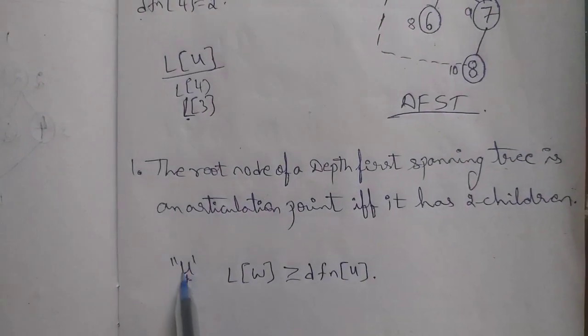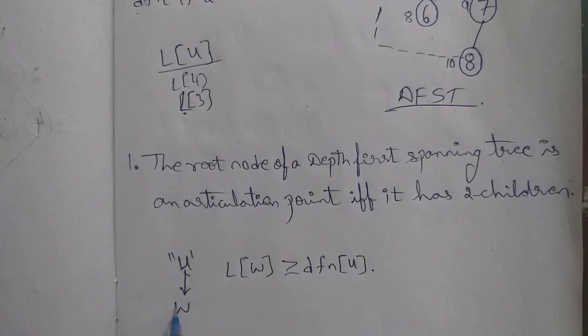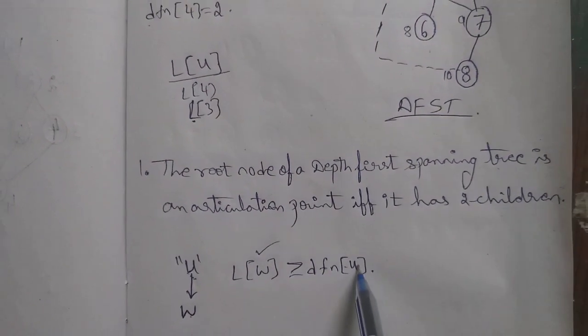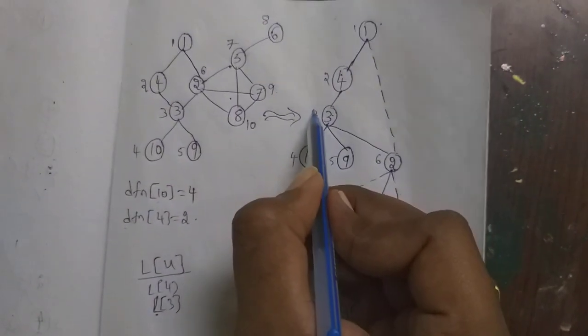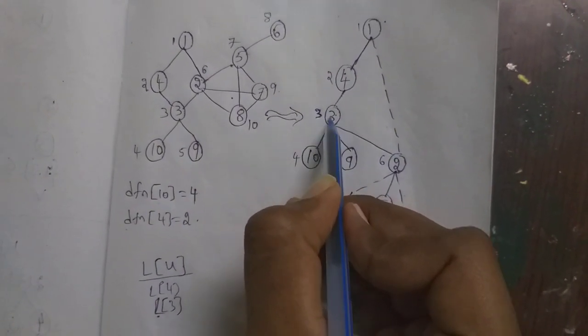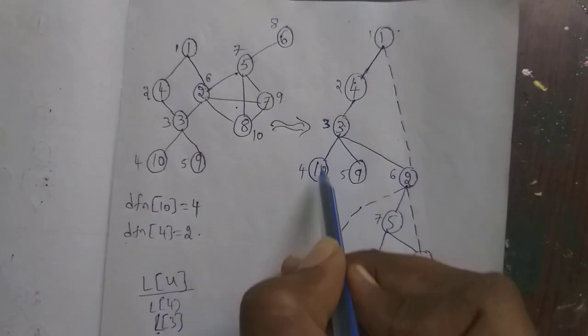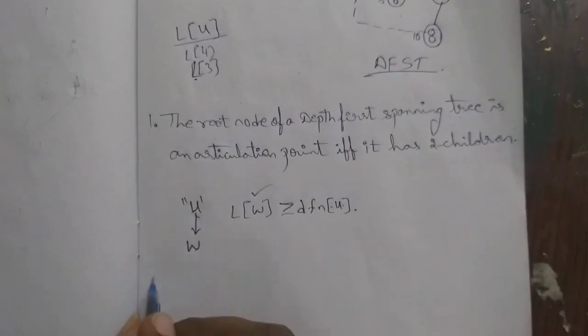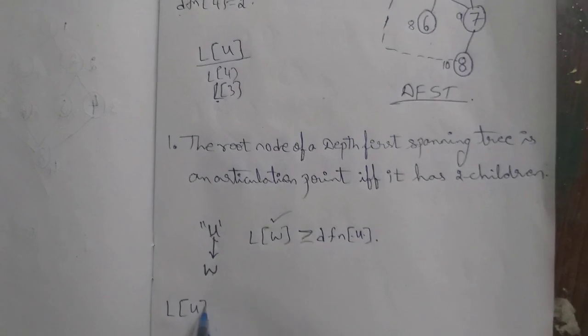If at any vertex U, its child W has L value greater than the depth first number of U. What is the depth first number of U? Suppose, what is the depth first number of 3? It is 3. But what is the child 10's L value? For that there is a formula. What is L of U? How to find L of U for any vertex?